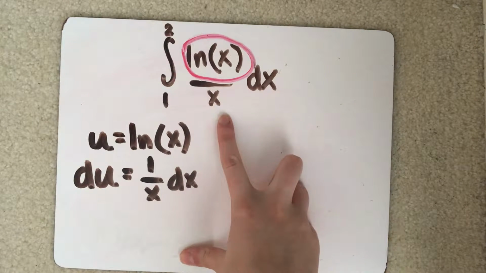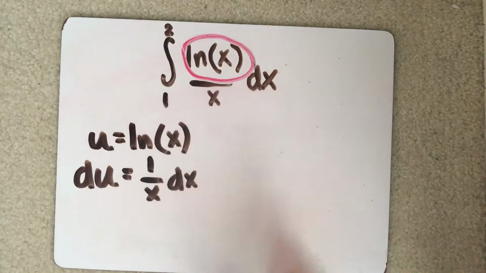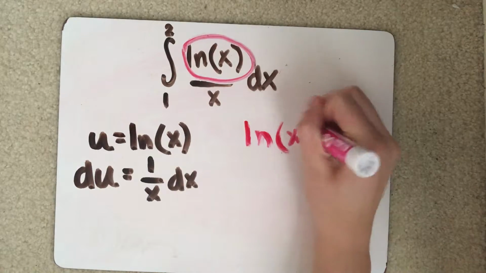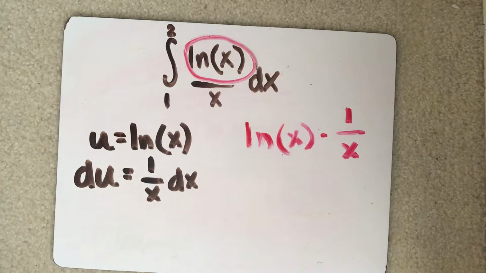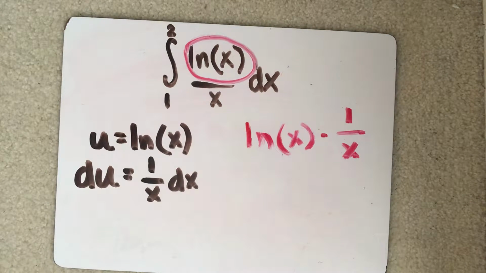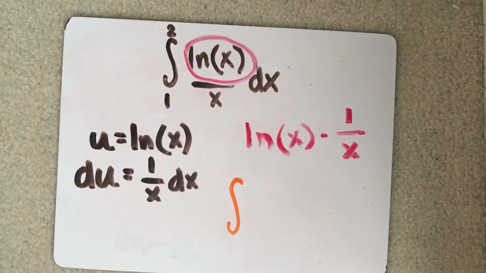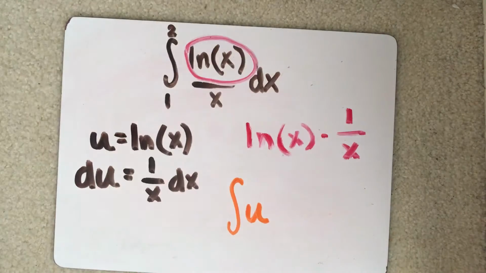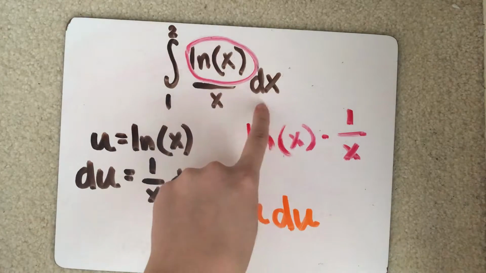However, in this particular problem, there already is a 1 over x dx in the equation because the natural log of x over x dx is essentially the same thing as writing natural log of x multiplied by 1 over x. Therefore, this is u, this is du, and the dx is right here. So when we rewrite our integral, I'm not going to write the limits just yet, we'll address that in a second, but we can just rewrite it as u substituted for the natural log of x multiplied by du, which is 1 over x dx.